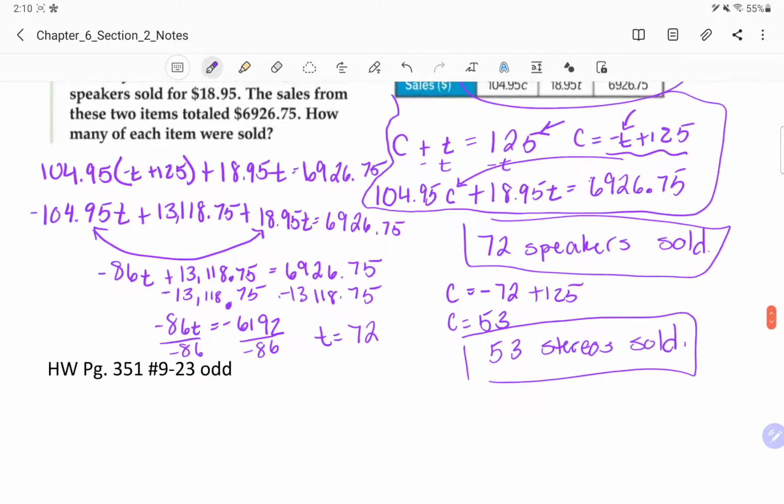So I know there's a lot of decimals going on, but the process didn't change the entire time. All right? So I want you to go try page 351, 9 through 23, odds for homework.